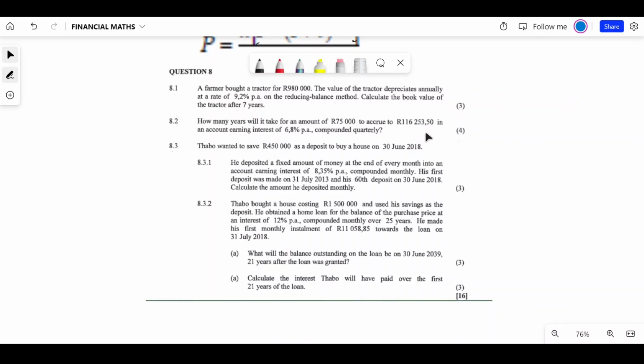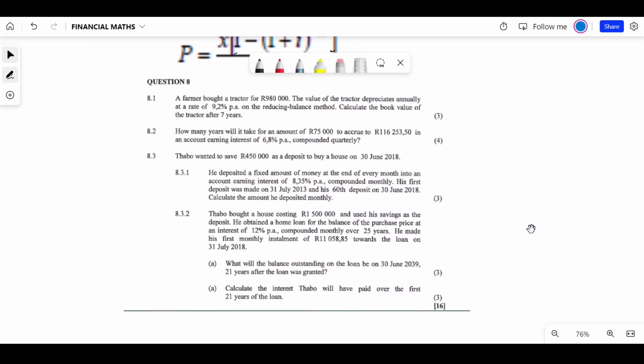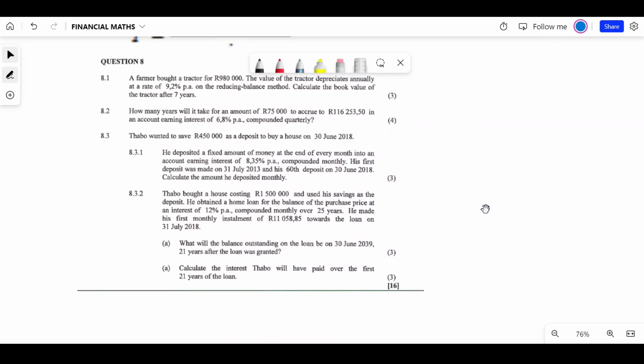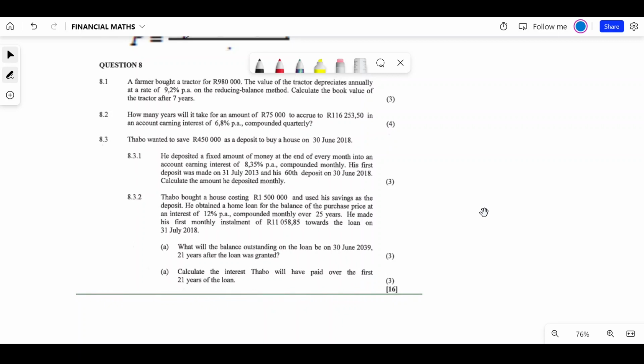Let's go to question number 8. A farmer bought it. So this is a full question in the examination. I have taken it as it is from the examination paper. So normally it's question 8 in paper 1. That's why the number is 8 here, because it's from an examination paper. Now as you can see, the total marks is 16.